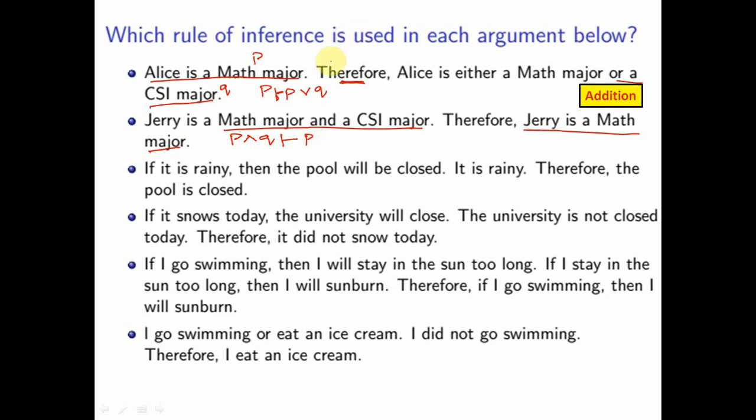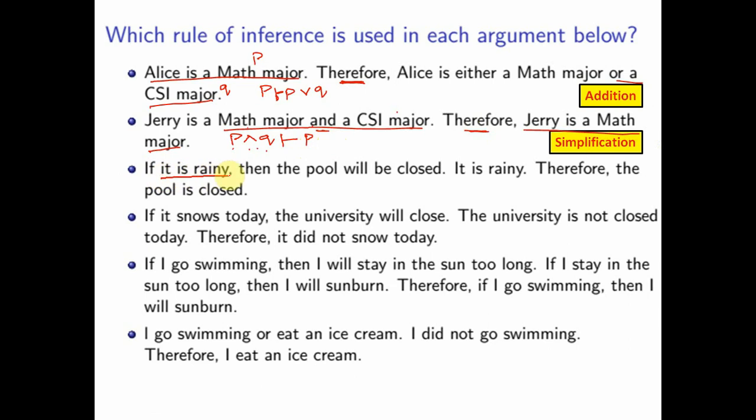Jerry is a math major, we are calling it P. Jerry being a CSI major, we are calling it Q. So this statement says P and Q. Jerry is a math major and a CSI major, P and Q. Therefore, this is where the conclusion starts. Jerry is a math major. Can you identify the rule? Of course, it is the simplification.